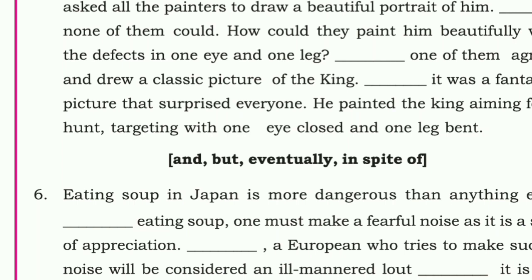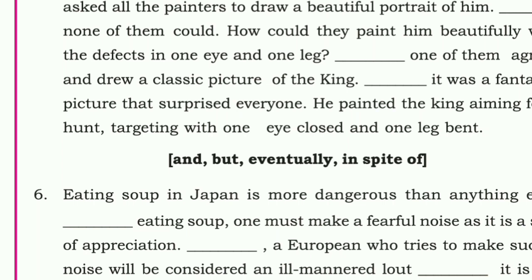But none of them could. But, contrast: none of them could. How could they paint him beautifully with the defects in one eye and one leg? Eventually, one of them agreed. Eventually is finally. Eventually, one of them agreed and drew a classic picture of the king.